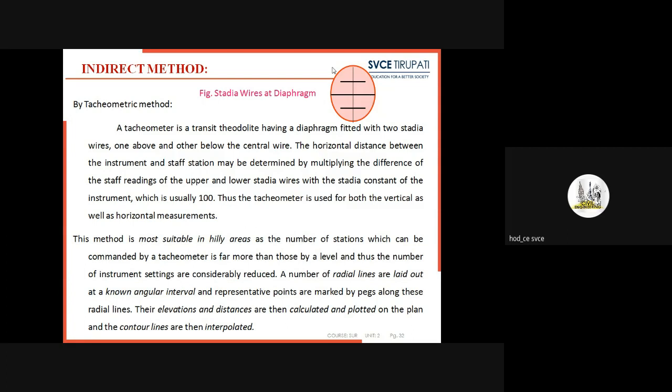Okay, how are we going to calculate the value KS plus C? As you know, what is meant by K and C? K and C are tachometric constants and S is the staff intercept. Staff intercept means the distance between the upper stadia hair and the lower stadia hair. So this is the upper stadia hair, this is the central cross hair and this is the lower stadia hair. The difference between the upper and lower stadia hair is what is meant by staff intercept. Based on that staff intercept, we will know the distance between the instrument station and the object. See here, the stadia constant is already given, usually 100.